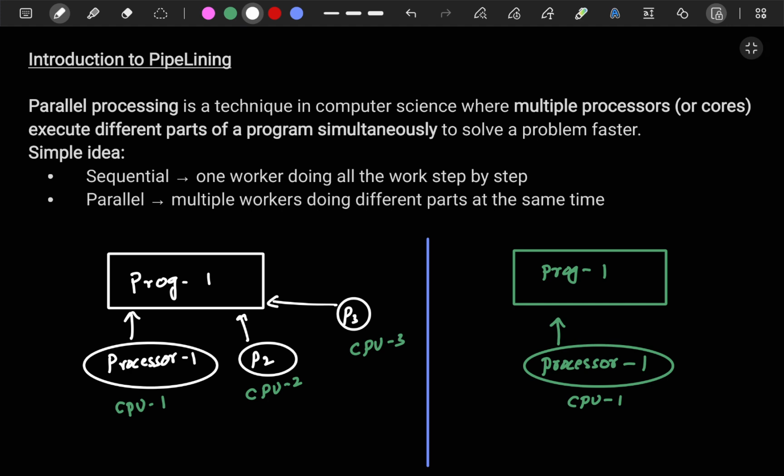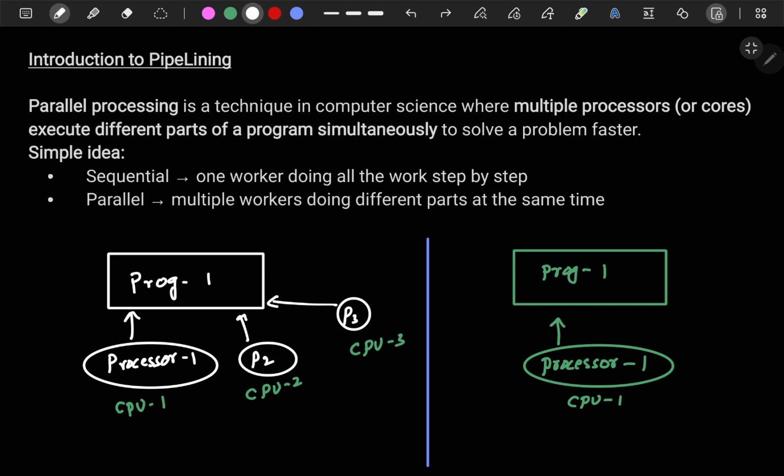Now suppose your computer is designed in such a way that there is one program, and that one program is handled by only one processor. Inside your computer there is only one processor, there are no multiple processors. So if you write one program, that entire program will be executed by only one processor. Here in parallel processing we had multiple processors working on one program, but here we have only one processor working on the entire program. Now there is no parallelism, so the execution will be very slow compared to parallel processing.